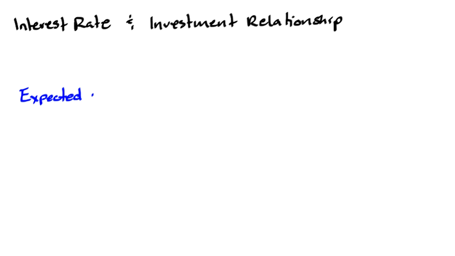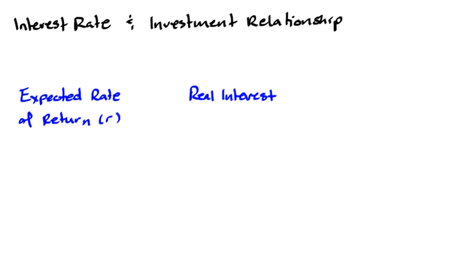So what you're going to want to know is what is your expected rate of return on that next waffle cart. You're going to look at what it costs to produce and then compare that to what revenue you can get, and so you can get your expected rate of return, which is denoted by R. And then the other thing you're going to be interested in is what is the real interest rate. Keeping in mind that the real interest rate is the nominal interest rate adjusted for inflation, that's denoted by I.